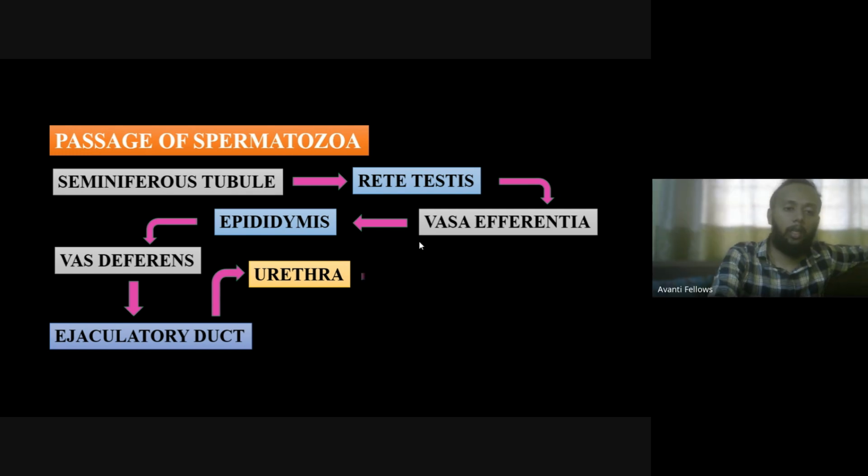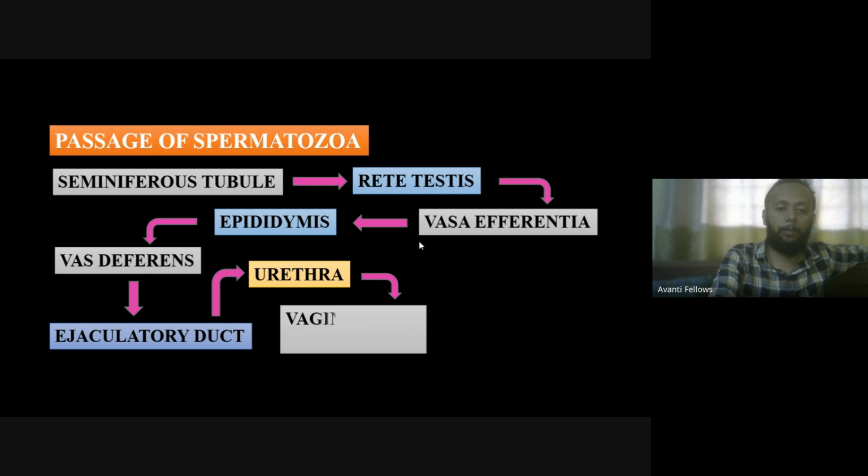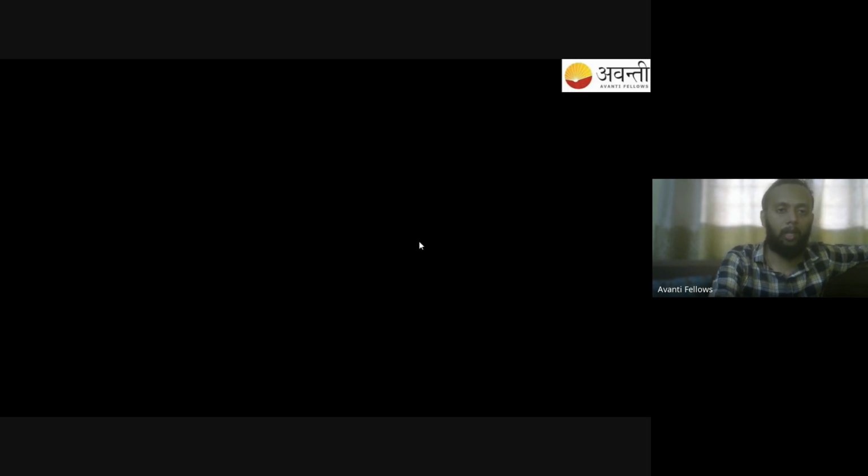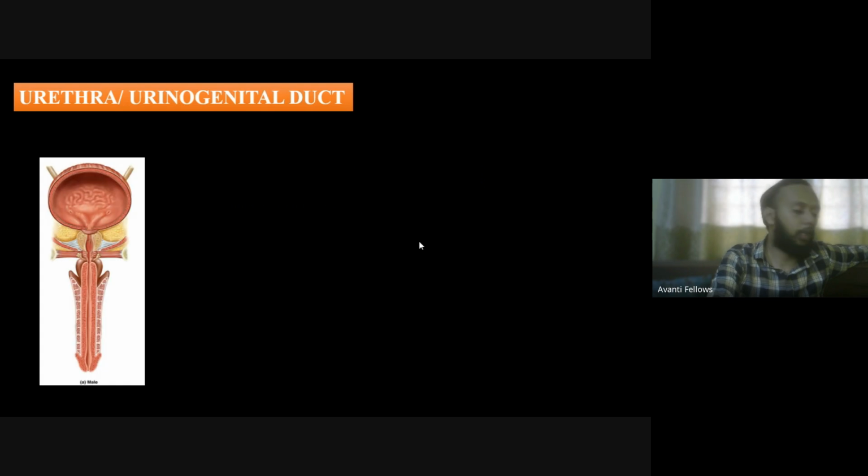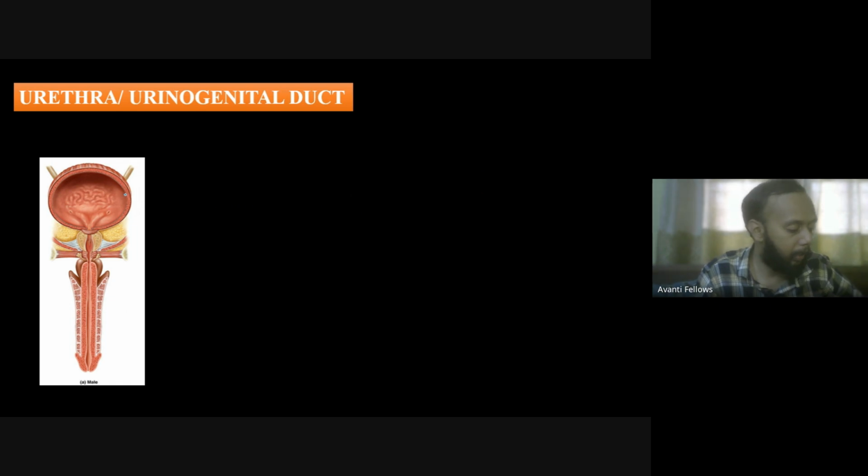Now, after this, from the urethra the sperms can be deposited in the vagina of the female. So now that will be deposited over there. Now let's have a look at a few things. When we discuss the urethra, it is also called my urogenital duct. So please remember this very clearly: the urethra is also called the urogenital duct.